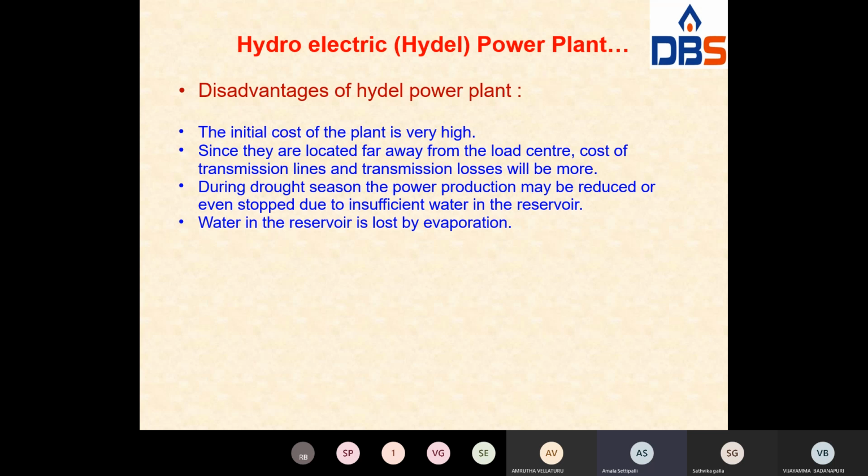Coming to the disadvantages. Okay, the disadvantages of a hydroelectrical power plant: the initial cost of the plant is very high. That means first of all you construct the hydroelectrical power plant, and the initial cost is very high. Since they are located away from the load center, the cost of the transmission lines and the transmission losses will be more.